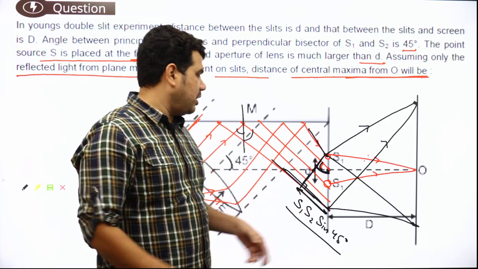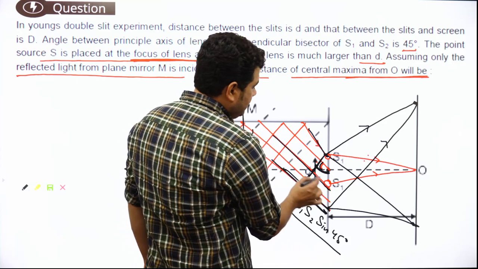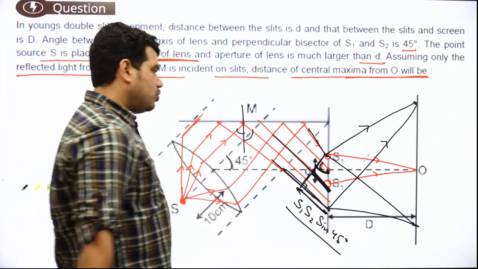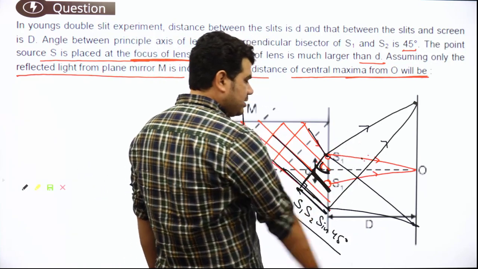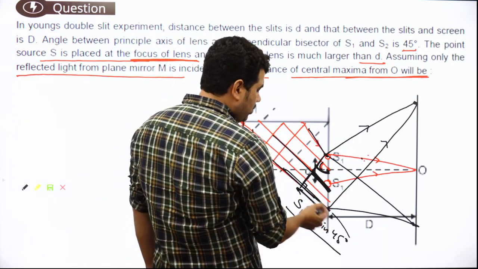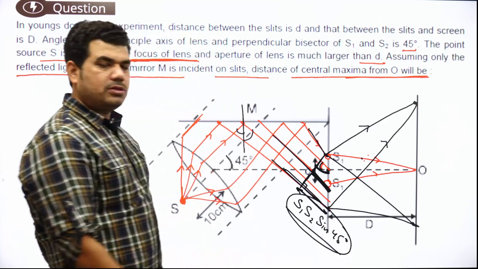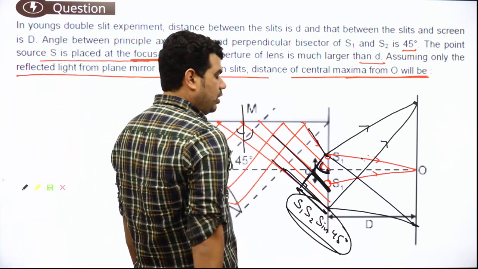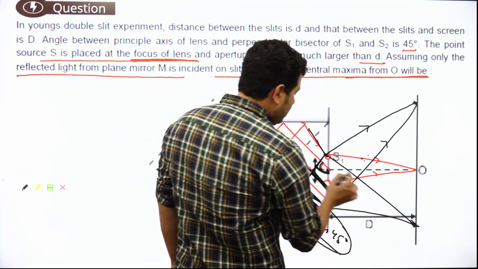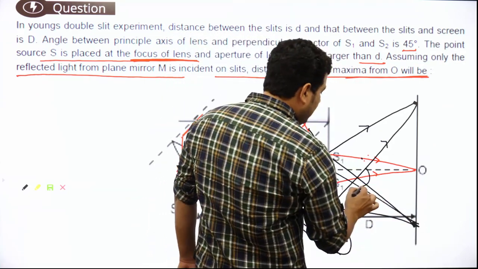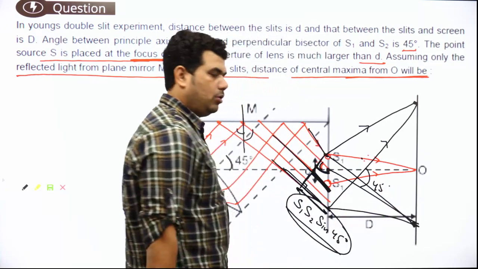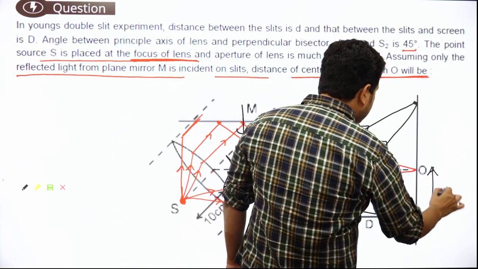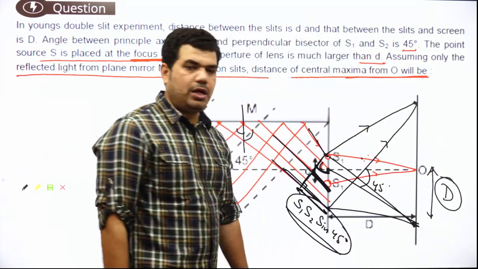You can say this ray has an extra path difference, extra path to cover here. So, this ray has to cover the extra part and that extra part should be, yes, S1, S2 sine 45. So, if this should be S1, S2 sine 45, so this point must be at an angle 45. Got it? If this distance is D, then this distance must be D.